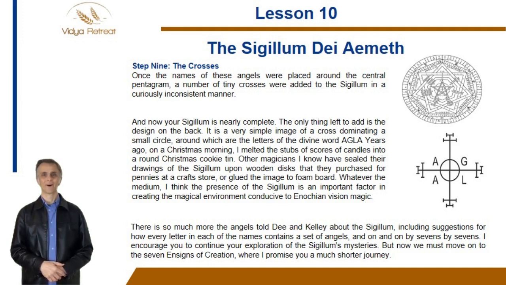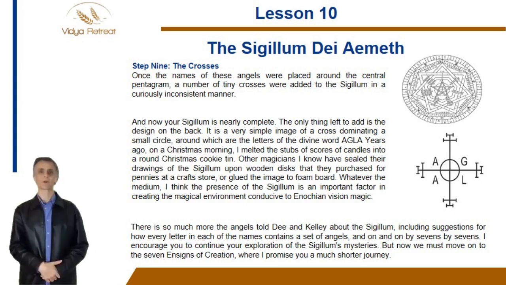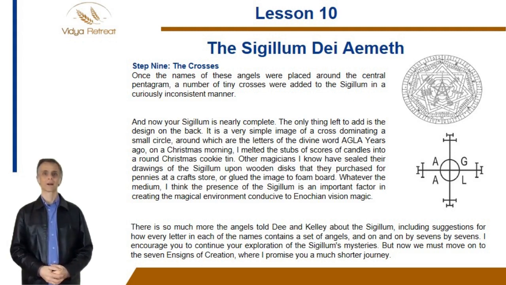Whatever the medium, I think the presence of the sigillum is an important factor in creating the magical environment conducive to Enochian vision magic. There is so much more the angels told Dee and Kelley about the sigillum, including suggestions for how every letter in each of the names contains a set of angels, and on by sevens. I encourage you to continue your exploration of the sigillum's mysteries. But now we must move on to the 7 ensigns of creation, where I promise you a much shorter journey.